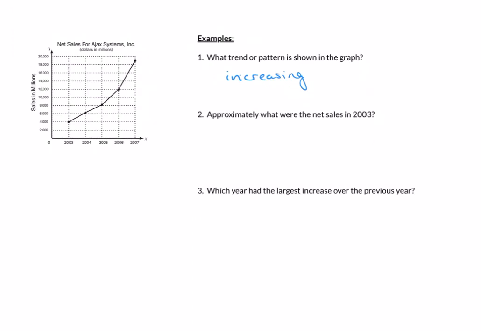We want to know what was the annual net sales in 2003. In 2003, we start with 4,000. But we need to include our legend. We want to multiply this by 1 million. And so if we do that, we get four followed by 9 zeros, or 4 billion.